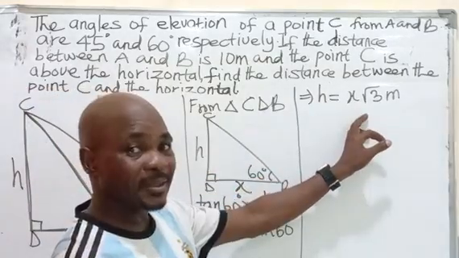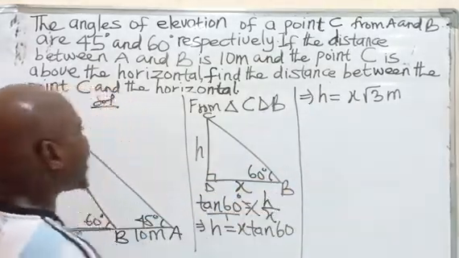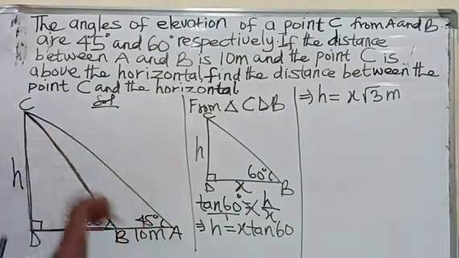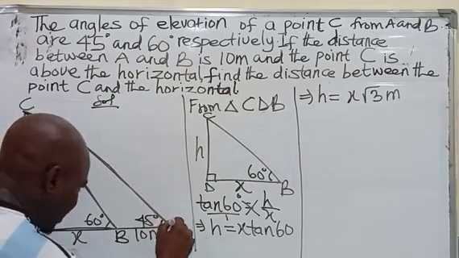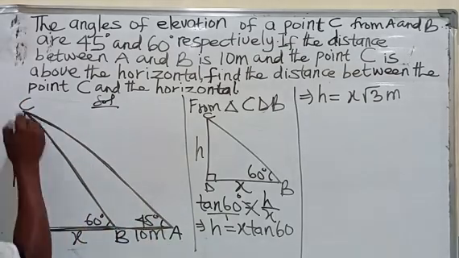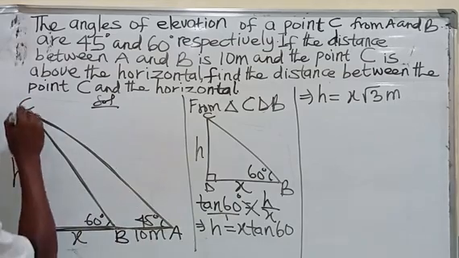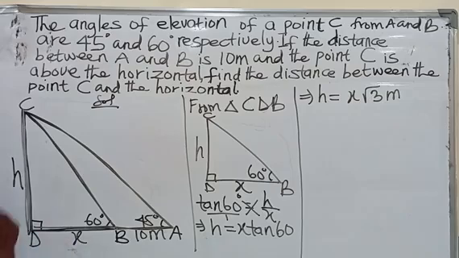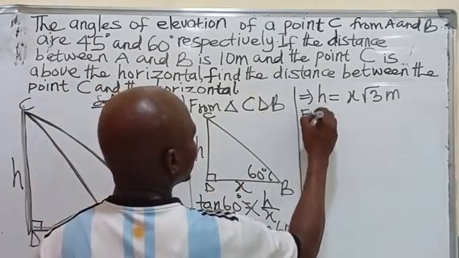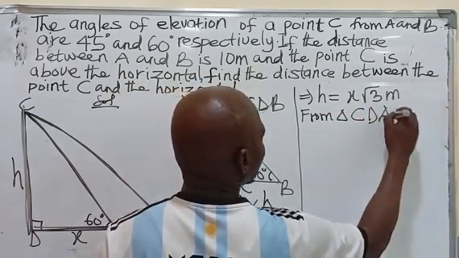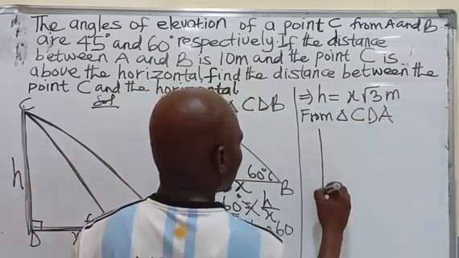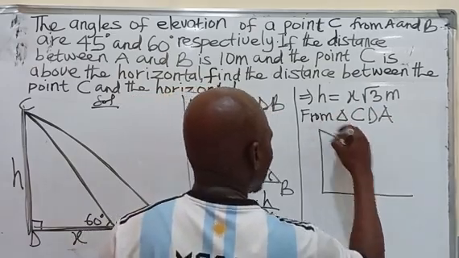X root 3 meters. Now let's look at the height at which A also saw the same object. Now this is the height at which A is seeing the object. Here like this. So this is the height. So you can see that the same height that A is also looking. So let's draw that triangle. That is triangle CDA. So from triangle CDA, this is a triangle CDA.